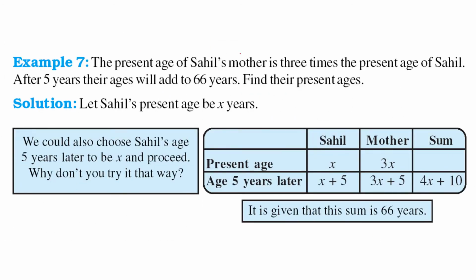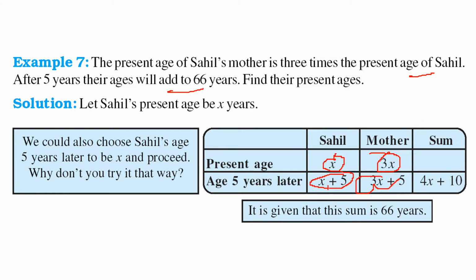Now the present age of Sahil's mother is 3 times the present age of Sahil, right? So if the present age of Sahil is x, the age of the mother is 3 times Sahil's. So if he is 10, the mother is 30, like this. After 5 years, their ages will add to 66 years. So after 5 years, he'll be 5 years older, x plus 5. After 5 years, the mother will also be 5 years older, so 3x plus 5.